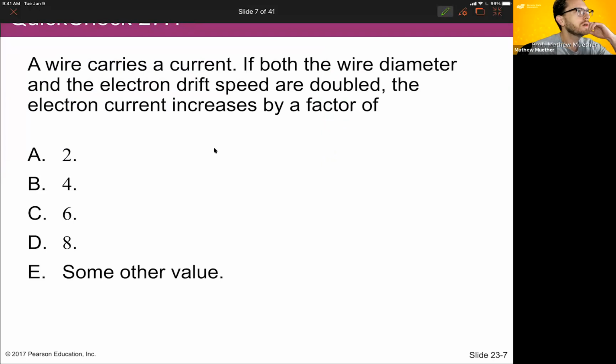So first one, if I have a wire that carries a current, if both the wire diameter and the electron drift speed are doubled, what happens to the electron current? How much does it increase by? Let's go ahead and launch the poll. So I imagine I have a wire and then I double the diameter and the drift speed. What does that do to the electron current?